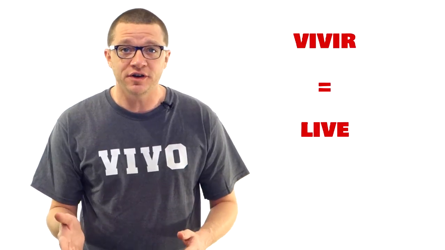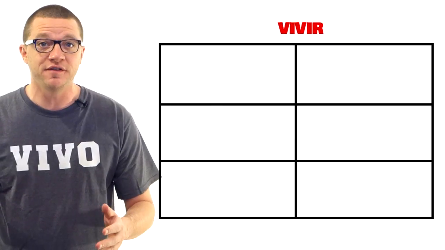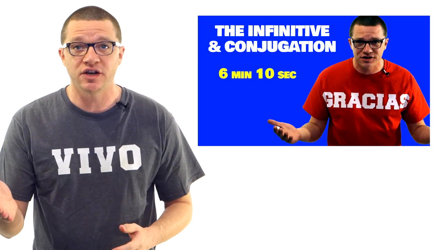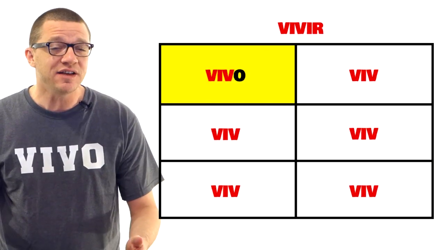The word vivir is a regular IR verb and means to live. So we put vivir up here, that's called the infinitive, covered in the infinitive and conjugation, and take off all the endings. The first person singular follows the same pattern that AR and ER verbs did. We just add O. So I live is vivo.